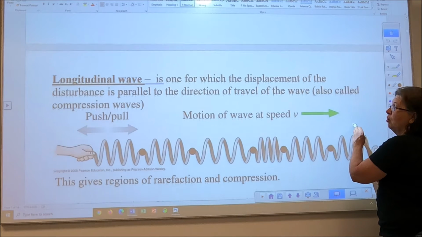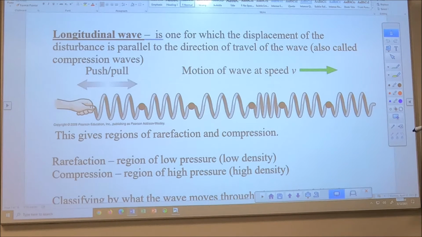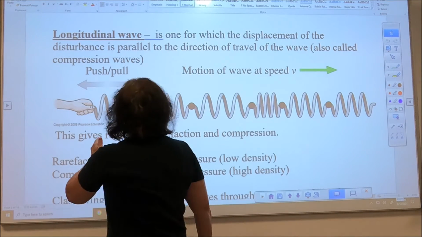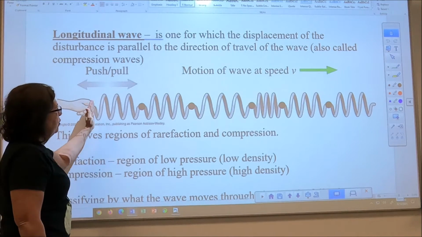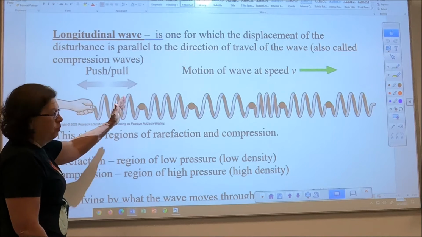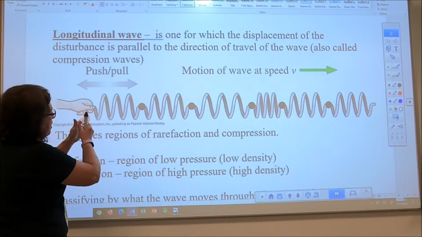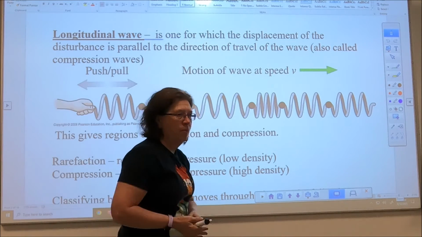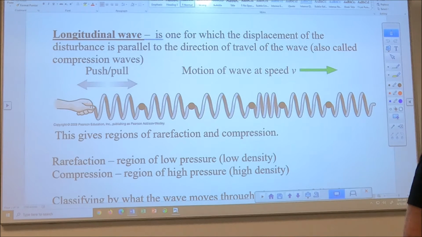Now, a longitudinal wave is one in which the displacement of the disturbance is parallel to the direction the wave is traveling. This is called a compression wave. So if you think about a spring, and you think about doing back and forth with the spring, then compressions actually move down. You can try this with a slinky. Now let me see, I should have a slinky here, and we can see it in the slinky.